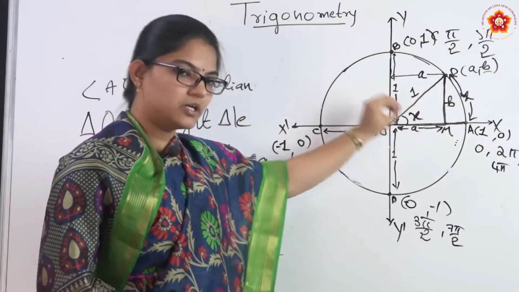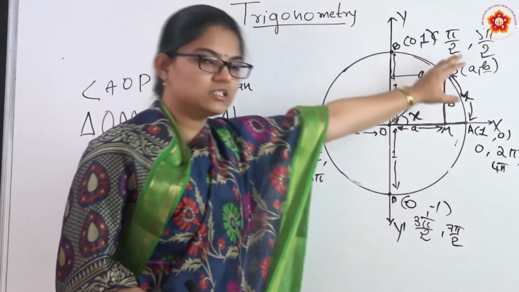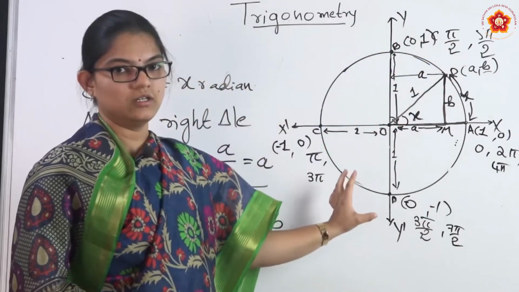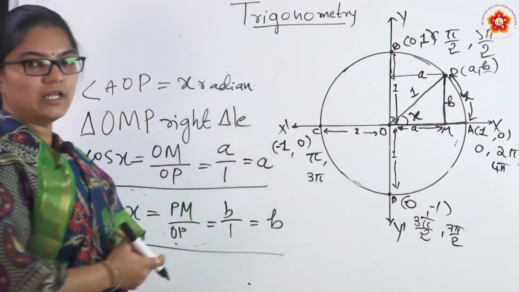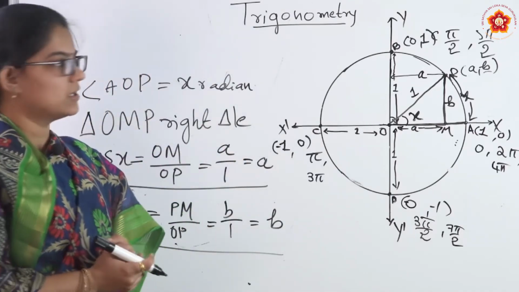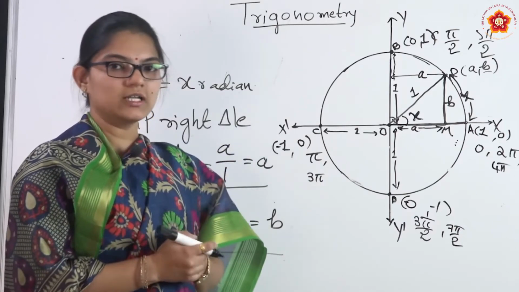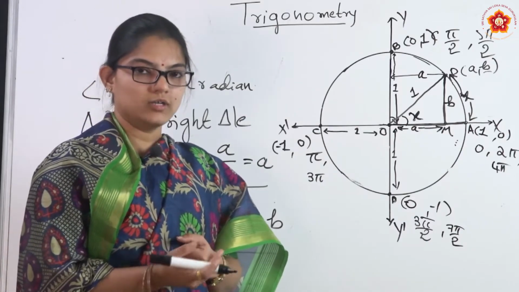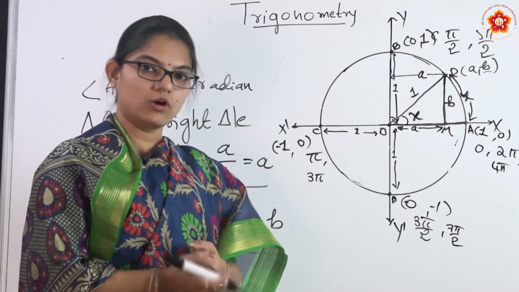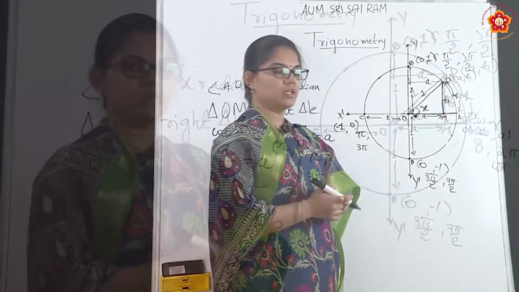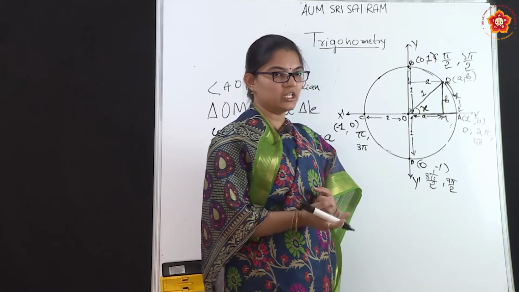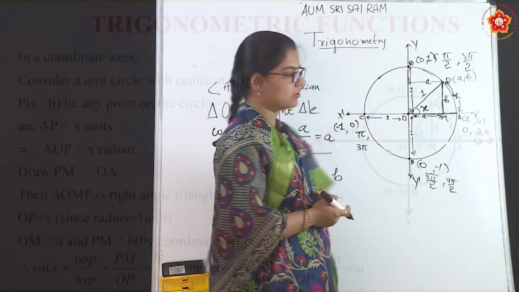So for a particular angle, by considering a point in a unit circle, we can get the value of cos x and sin x by using its coordinates, okay? The x coordinate will give you cos x and the y coordinate will give you sin x for any angle x, okay?